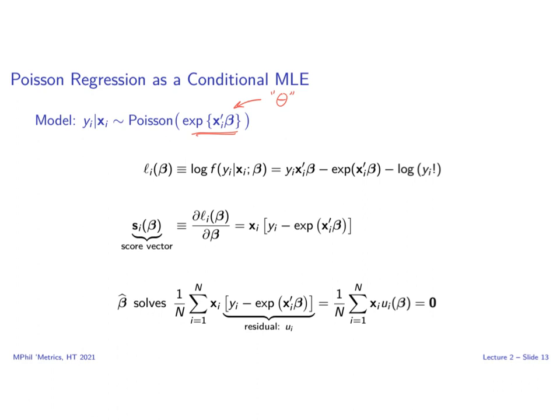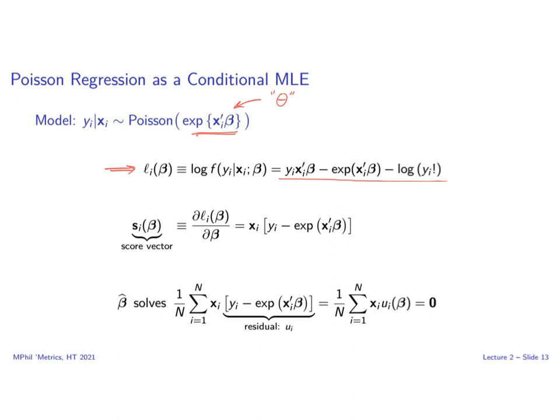If you recall the probability mass function for the Poisson distribution from our first lecture, substituting in e to the x prime beta for the parameter of that Poisson, which we called theta, we obtain the following log likelihood function, which again is a conditional log likelihood in terms of x. I may not keep repeating the word conditional over and over, but in this lecture we are talking about conditional MLE.